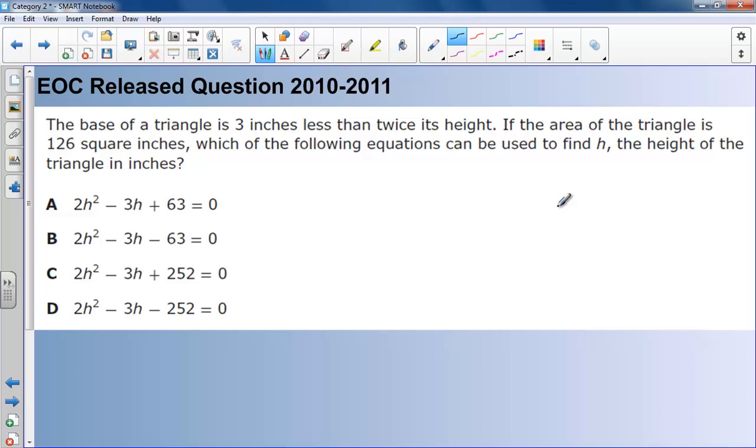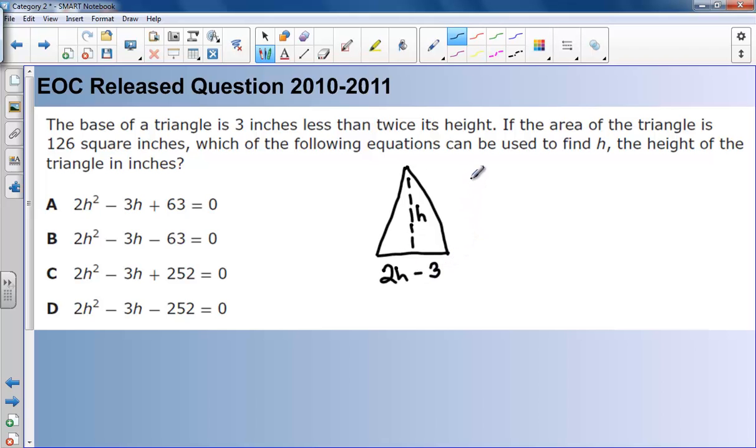Okay, question taken off of relates to EOC. The base of a triangle is 3 inches less than twice its height. So if the area of the triangle is 126 square inches, which of the following equations can be used to find h, the height of a triangle in inches? So let me draw a picture. So we're trying to find h. We don't know what h is, but we know it's called h. We know that the base is 3 inches less than twice the height. So about twice the height, and it's going to be 3 inches less than that.